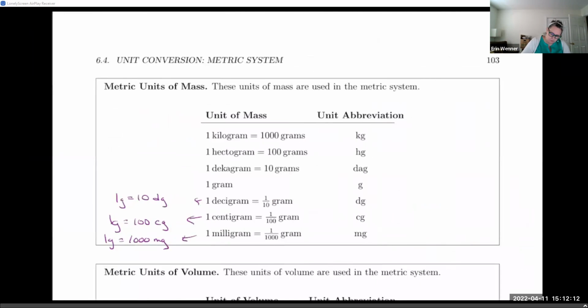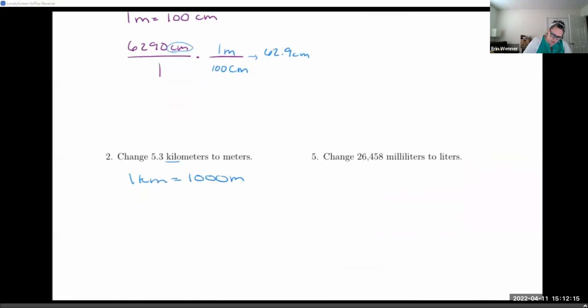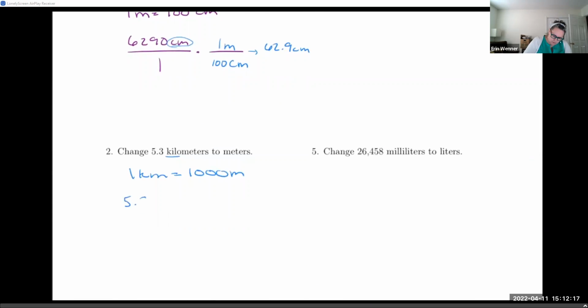So we've got 5.3 kilometers. And we want to convert them from kilometers to meters. So that means we need to put the 1 kilometer in the denominator and the 1,000 meters in the numerator. This is going to cause our kilometers to cancel. And what we're really doing is taking 5.3 and multiplying it by 1,000. We multiply by 1,000, we get 5,300 meters as our answer.